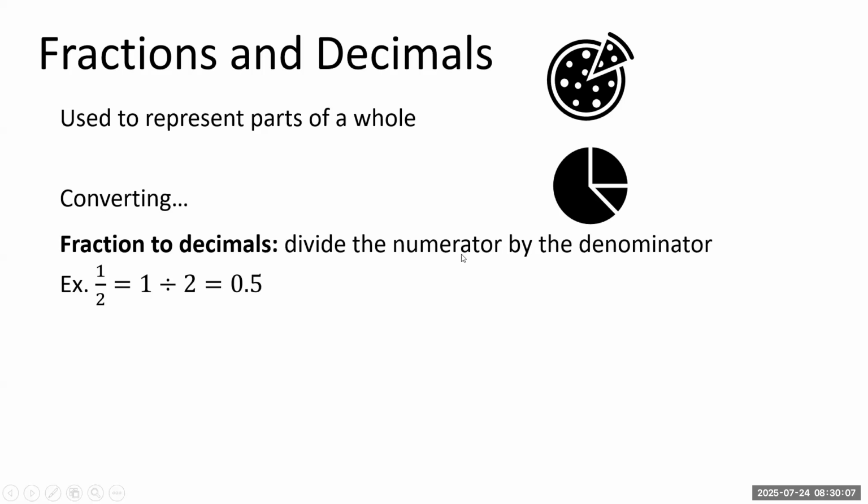The numerator is the top number and the denominator is the bottom number, and they're separated by that little horizontal bar. So in this example, 1 divided by 2 is a fraction, represented by 1 over 2. If we want to see that as a decimal, all we do is type 1 divided by 2 into our calculator or in our heads. What's that? It's 0.5. So that's another way to represent that fraction.